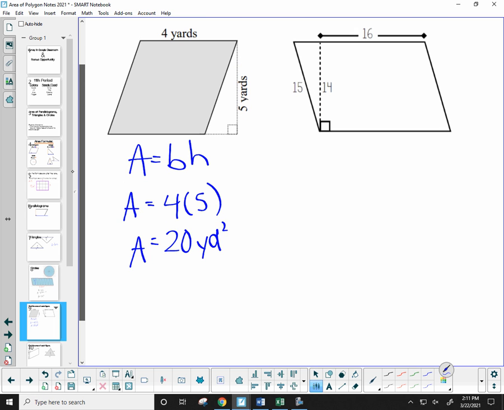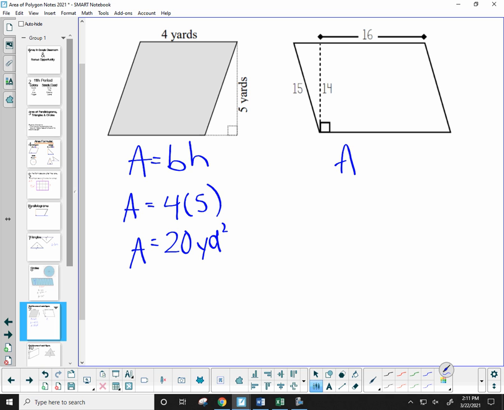We have a parallelogram again. So I know it's going to be area equals base times height. My base really goes from here to here, but I don't have that entire length. So how can I find this little section? I can use the Pythagorean theorem because I know the height here, which ends up being a leg, and I know the hypotenuse. So I can do 14 squared plus x squared equals 15 squared. Go ahead and figure that out and round to the nearest tenth, 1 decimal place.